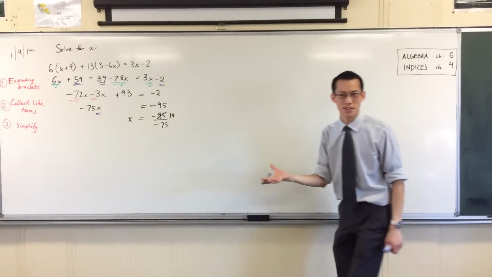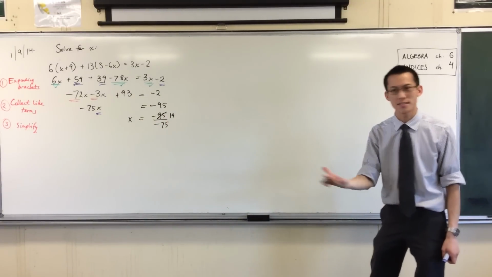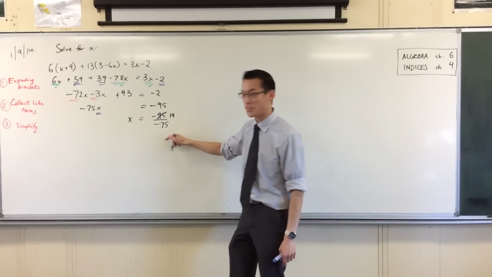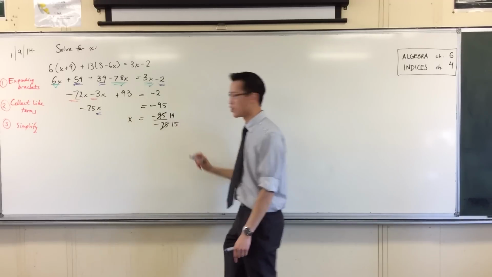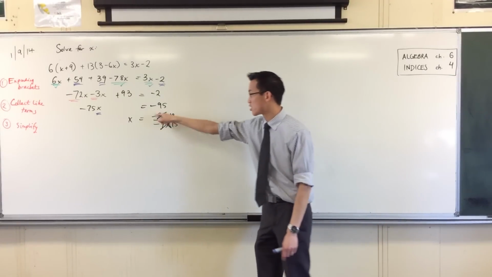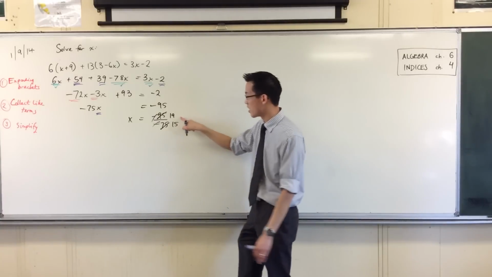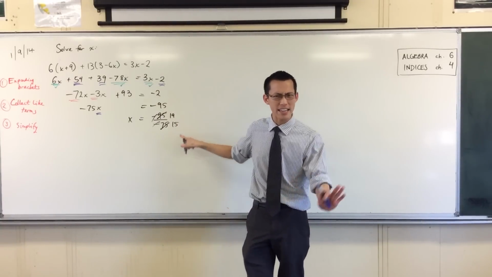Because it's 1 less than 100, right? Or 1 lot of 5 less than 100. 75 divided by 5, 15, I think. 15. You can double check that, right? And then you've got two negatives, they cancel each other. So you either leave it as 19 over 15, or we could tidy it up just a little bit.